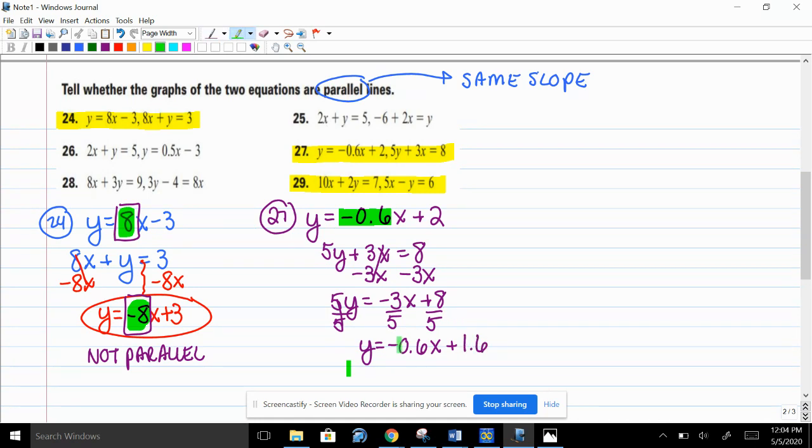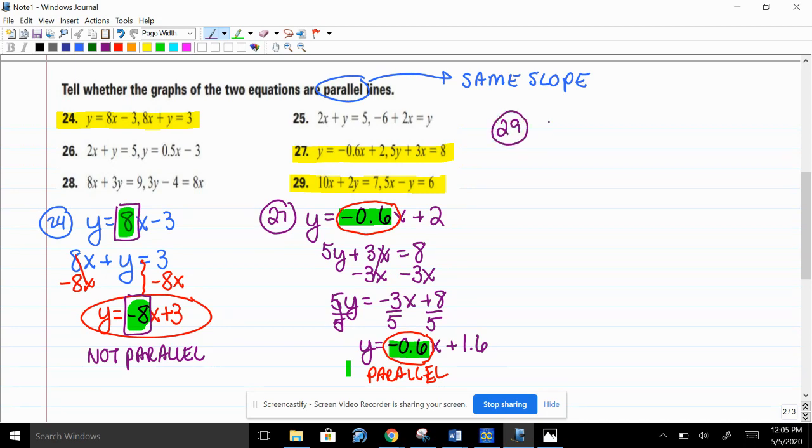So we actually do end up with matching slopes. I got negative 0.6 up here, and I got negative 0.6 down here. So these would be parallel because they're the same. I don't know why it's not finishing there. There we go. And then the last one, number 29.